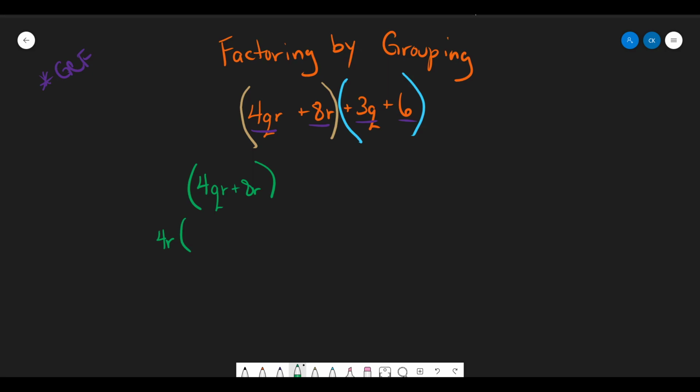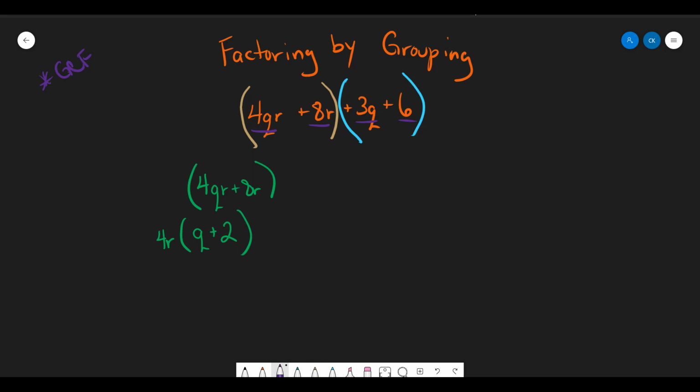Now I'm going to figure out what is left. 4qr divided by 4r, that's going to leave me with just q. 8r divided by 4r, that's going to leave me with plus 2. And I took the plus from whatever the sign was there. So that's going to be the factored out version of the first one.